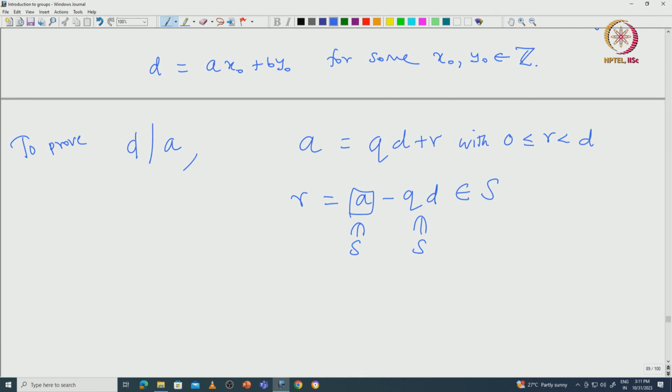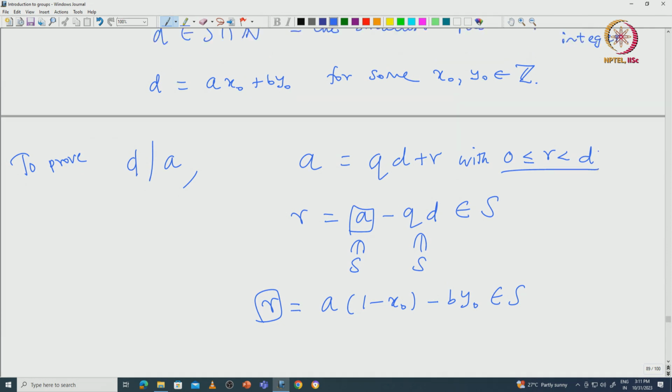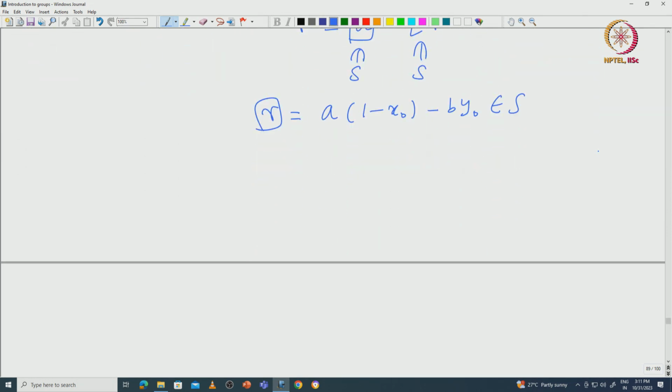So that means R is in S. But what is R? If you write R, this is (1 minus q x naught) times A minus q y naught times B, which is inside S. This R is smaller than D, but D is the smallest positive integer possible. So that forces this R to be 0. So that means D divides A. Similarly, you can prove that D divides B.